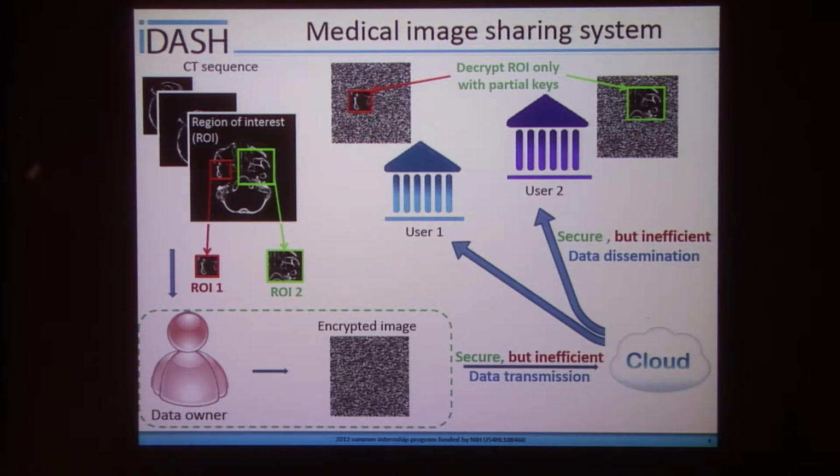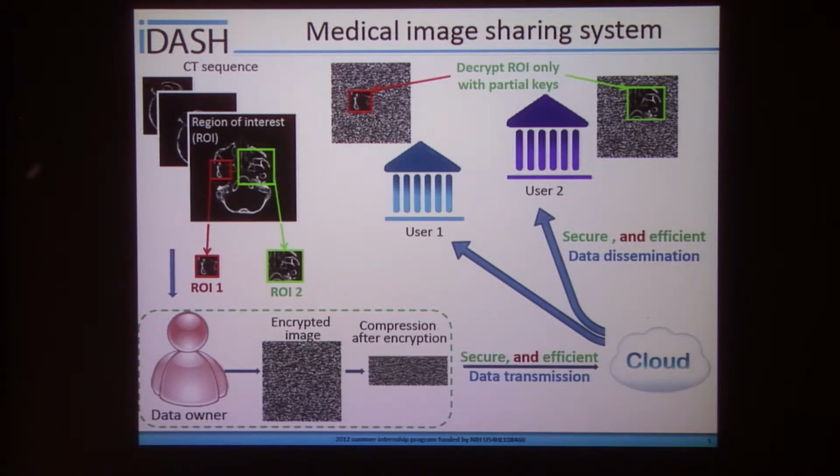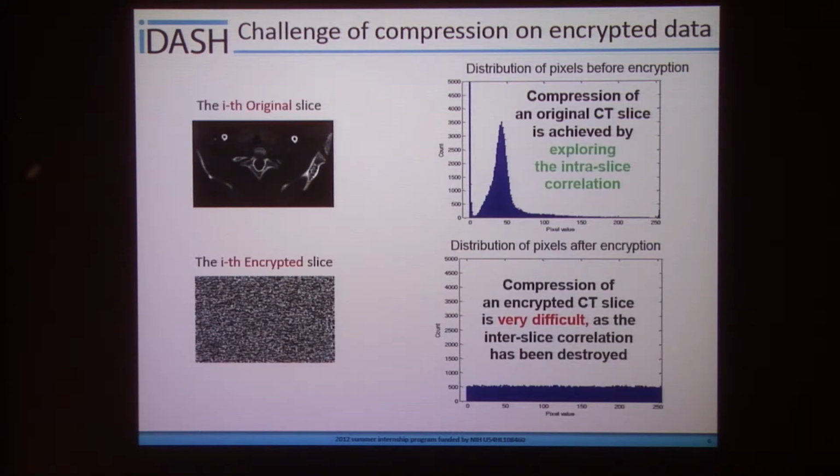However, as the image data can be huge in size, disseminating this uncompressed data is quite inefficient and would lead to significant communication burdens for both data owners and users. To tackle this difficulty, we need a technique that can compress the data even after encryption, so that both secrecy and efficiency can be achieved. However, it turns out that this problem is non-trivial, as explained in the following.